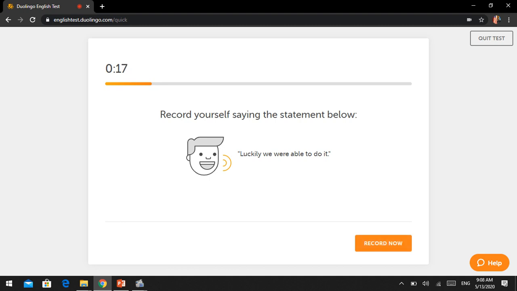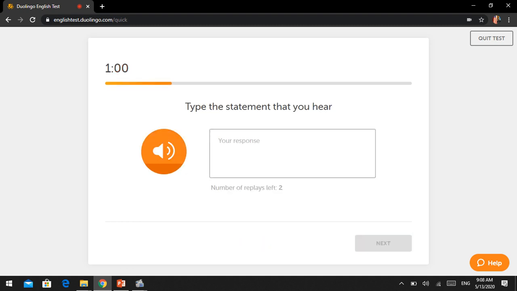Record yourself saying the statement below. Look. Luckily we were able to do it. Fortunately, none of the passengers was injured. You'll have 3 times chance to listen. Fortunately, none of the passengers was injured. Yeah, I guess it's correct.